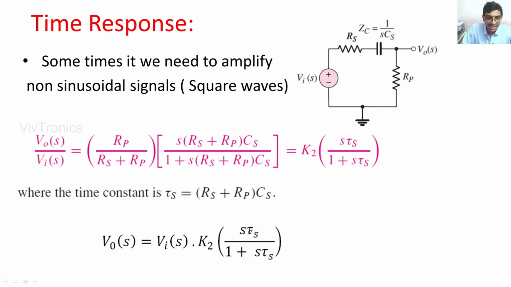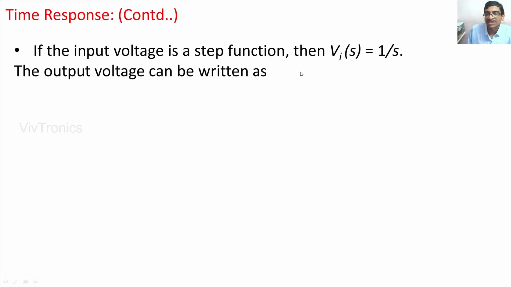divided by 1 plus s tau s. If our input signal is a step function, then Vi(s), the input signal in the Laplace domain, will be equal to 1/s. Therefore, the output voltage equation can be written as V0(s) equals 1/s times K2 times s tau s divided by 1 plus s tau s. Now we can cancel the 1/s and the s, so in this equation we have K2 tau s divided by 1 plus s tau s.